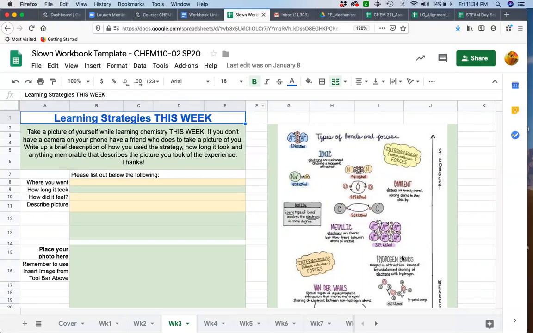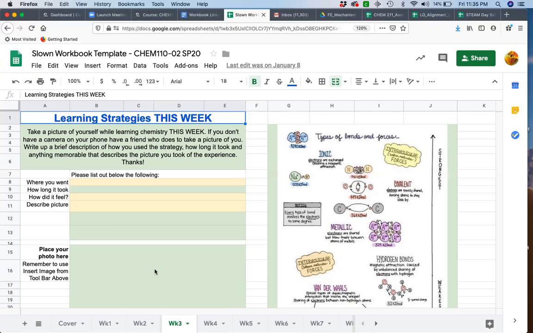So I have an example here from a student who was studying intermolecular forces. They were thinking about types of bonds and the way that influences forces with respect to things like hydrogen bonds or covalent and ionic bonds. So where you went or what you did. Again, you can change this: how long it took, how did it feel, describe the picture, and then you're going to place your own photo here. So it's a pretty simple and straightforward assignment.